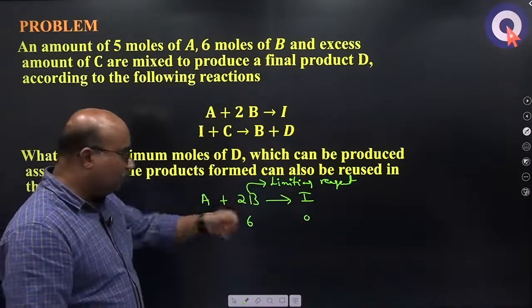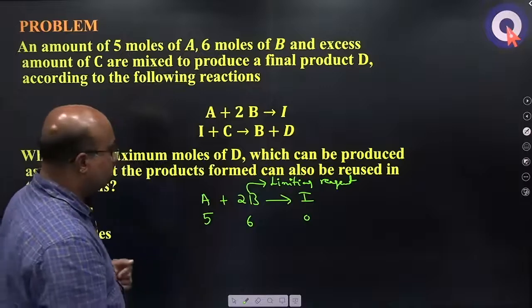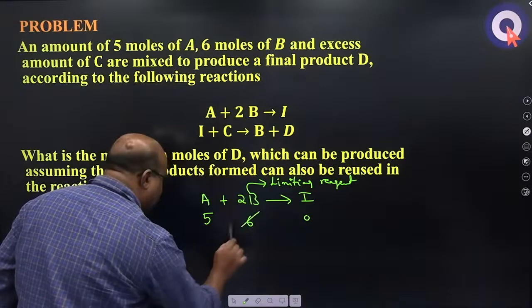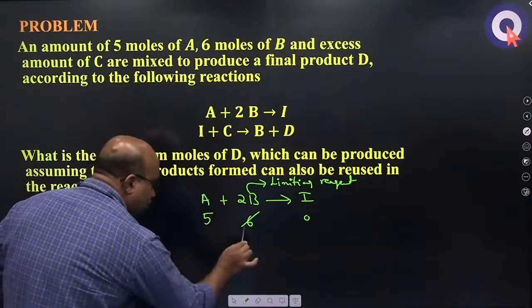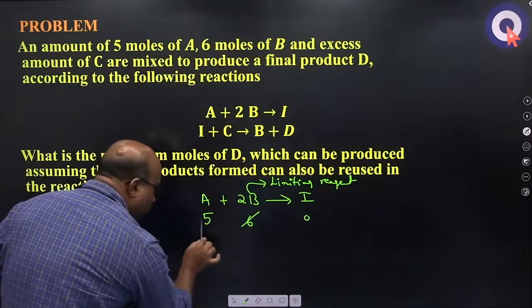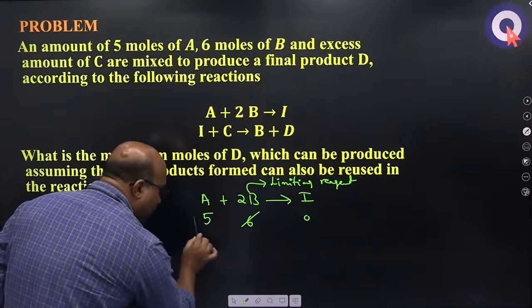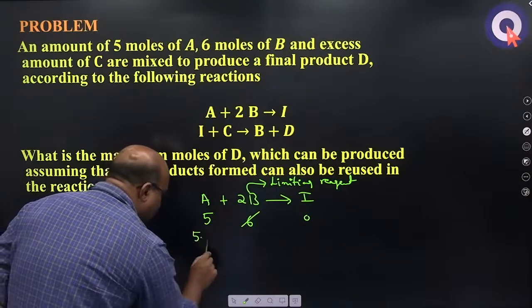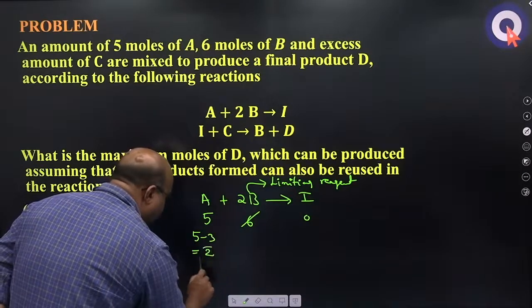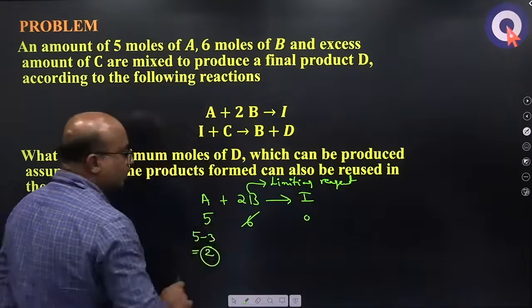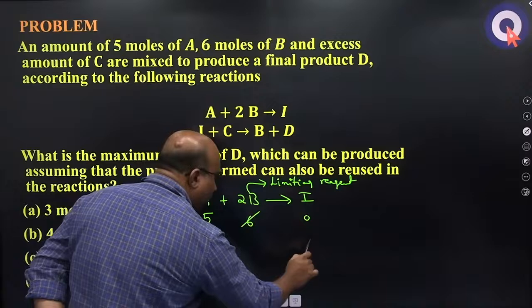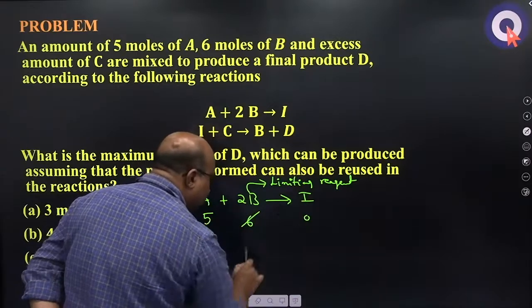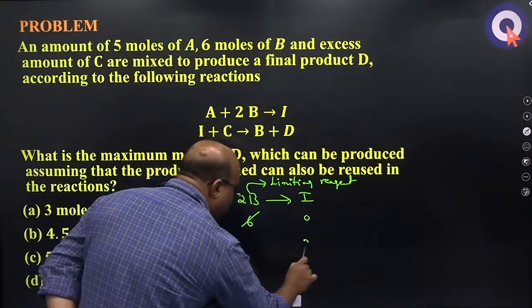So B has to be consumed completely first. For 2 moles of B, 1 mole of A gets consumed. So for 6 moles of B, 3 moles of A only get consumed. Half of that gets consumed. So 5 minus 3, that is 2 moles of A will be left. Then if 6 moles of B react, for 2 moles you will get 1 mole of I. For 6 moles you will get 3 moles of I.